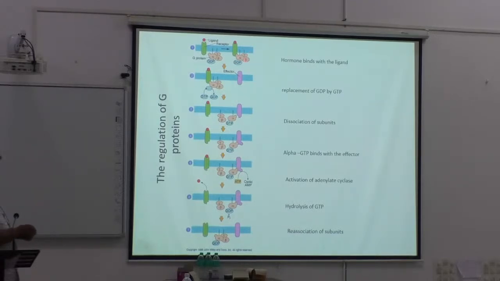Now during this period it is GDP bound. GDP bound means inactive form. It is active when it is GTP bound. Why is GTP called a high energy compound?